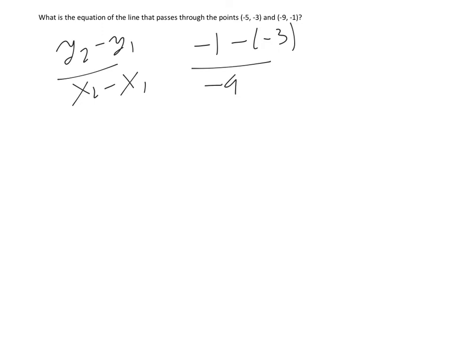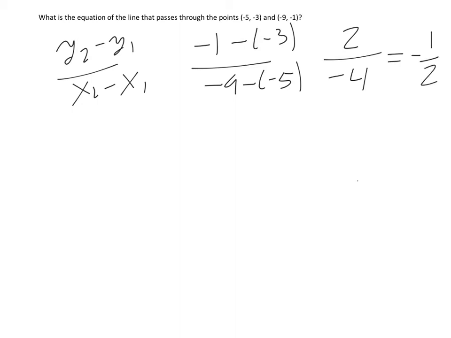Alright, here's another one, same idea. Let's find the slope first. So we can say slope is y2 minus y1 over x2 minus x1. So y2 is negative 1 minus negative 3 over negative 9 minus negative 5. So negative 1 minus negative 3 is the same as negative 1 plus 3, so it's really 2. And negative 9 minus negative 5 is negative 9 plus 5, so it's negative 4. So 2 over negative 4 is negative 1/2.